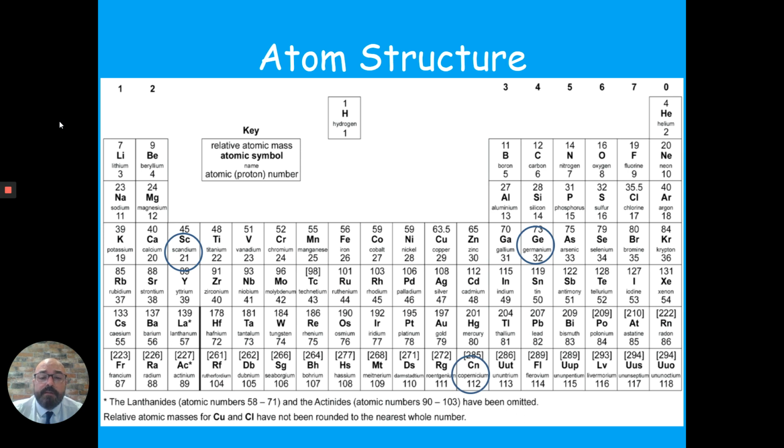Then we've got copernicium, named after Nicholas Copernicus, the Polish astronomer. Moving on from that, we've got bohrium, named after Niels Bohr, who was Danish. Then we've got rutherfordium. Ernest Rutherford was a New Zealand physicist, and this one is named after him.